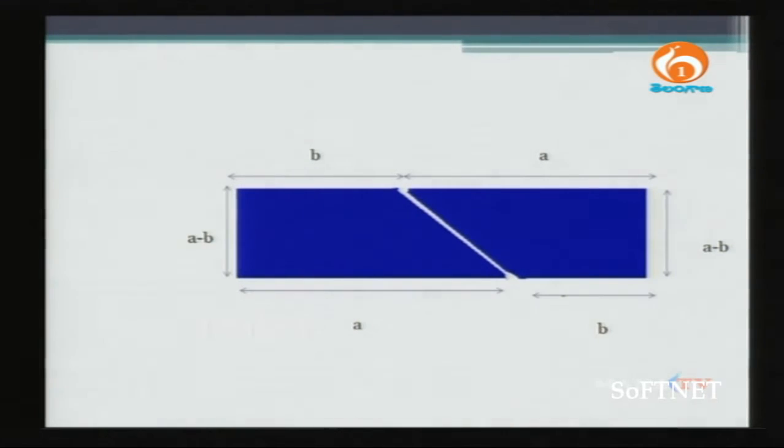Am I correct? Now see the length of the rectangle. One length is b, the other length is a. Totally the length of the rectangle is a plus b. And what is the width of the rectangle? It is a minus b. The length of the rectangle is a plus b, and the width is a minus b. Correct? And this area is the area of the remaining part where the smaller square was placed on the bigger square.